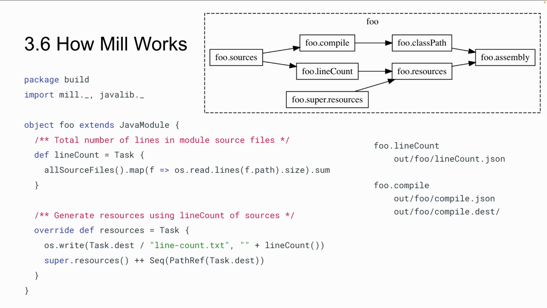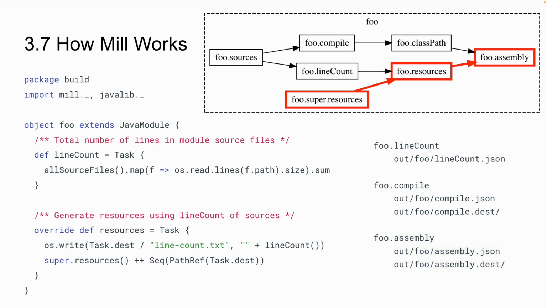Mill automatically caches all your tasks for you. So lineCount is automatically cached to out/foo/lineCount.json. Compiles automatically cache to out/foo/compile.json with any files in the out/foo/compile.dest folder. And if you want to look at assembly, it's the same pattern. All tasks in Mill are automatically cached with the exact same file system format.